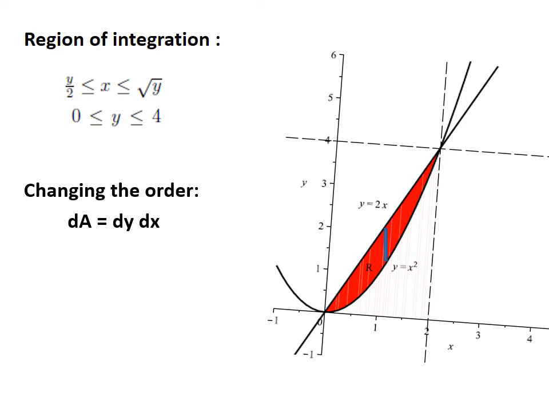Bottommost part of the strip is sliding on the curve y equal to x square. There the value of y is x square. Topmost part of the strip is sliding on the curve y equal to 2x. There the value of y is 2x. So the bound for y is between x square and 2x.